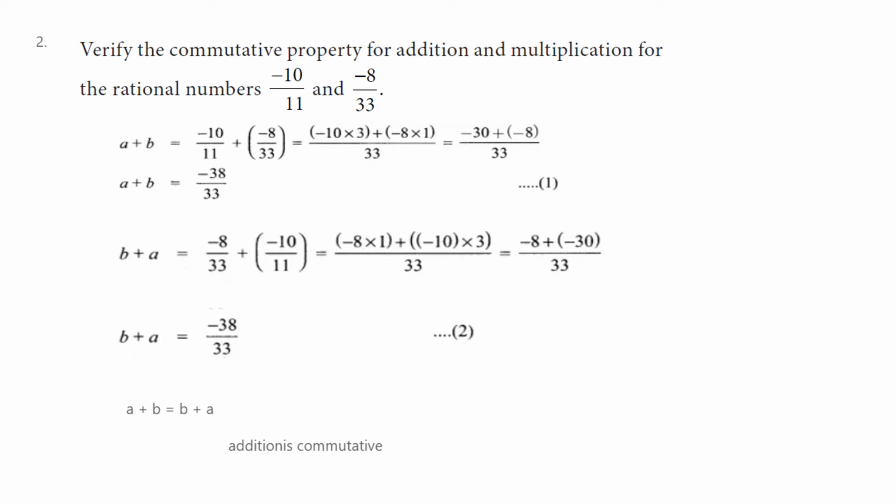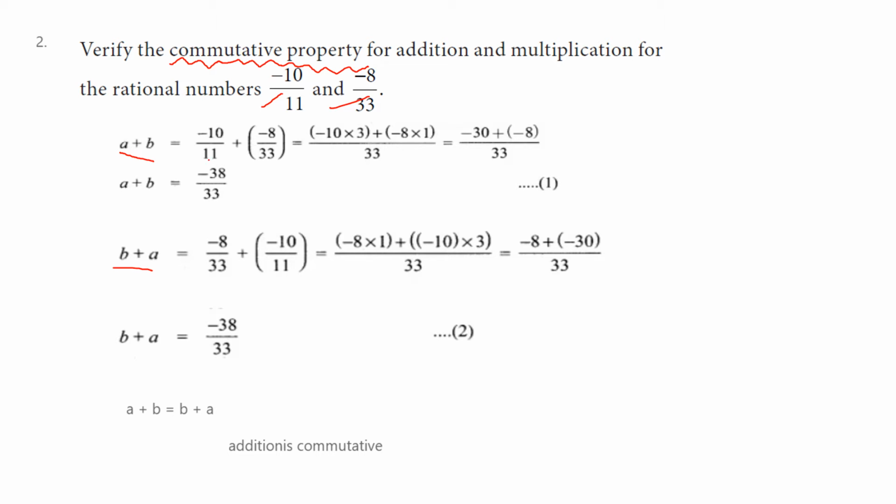Second one, verify the commutative property for addition and multiplication for the rational numbers minus 10 by 11 and minus 8 by 33. So let us take the first one as A, the second one as B. A plus B we will find first. After that we will find B plus A. If the answers are equal, it is true for addition. Let us check. A plus B equal to minus 10 by 11 plus minus 8 by 33.